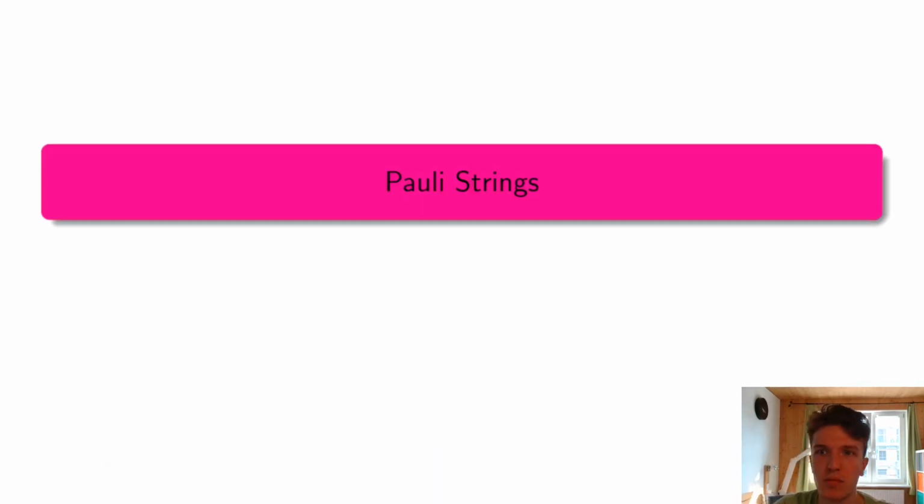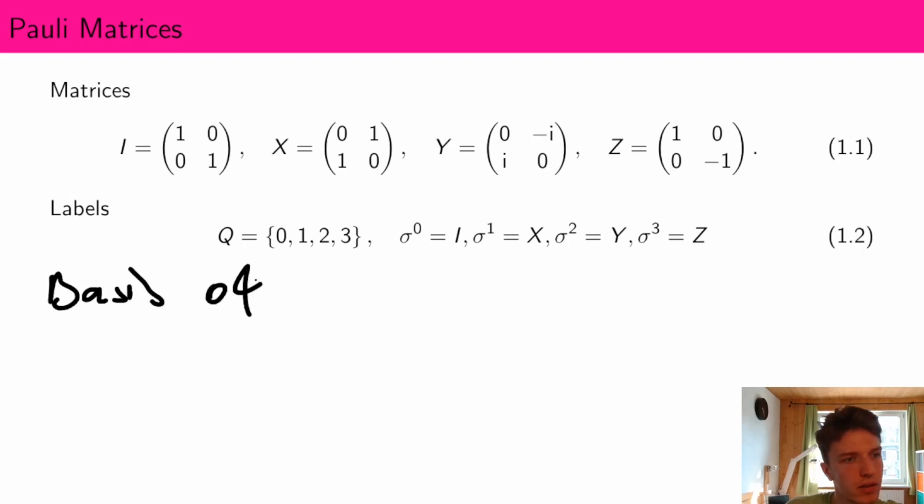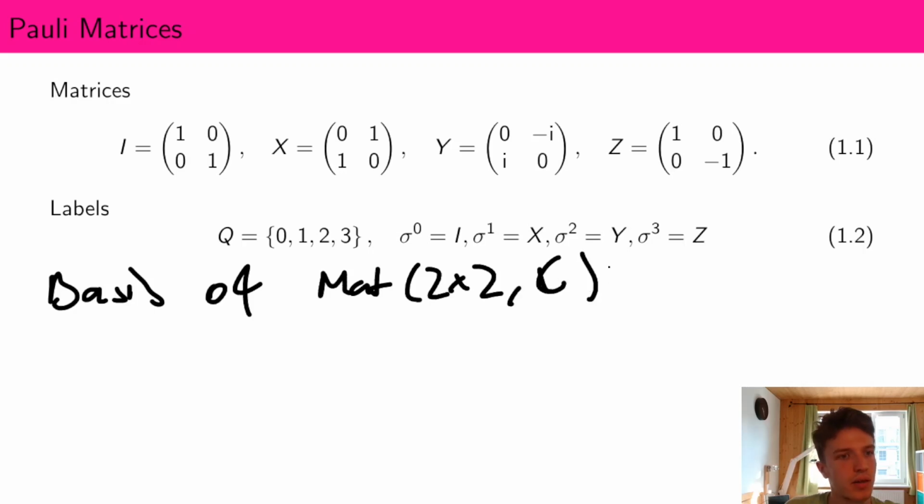So let's start with the topic of Pauli strings and the Pauli decomposition. As the most basic definition, we have the Pauli matrices, and we include the identity to have a basis of the 2x2 complex matrices. To define the Pauli strings more easily, we also define those labels from 0 to 3 to enumerate the Pauli matrices. So as a first fact, we know that they form a basis of the complex 2x2 matrices.